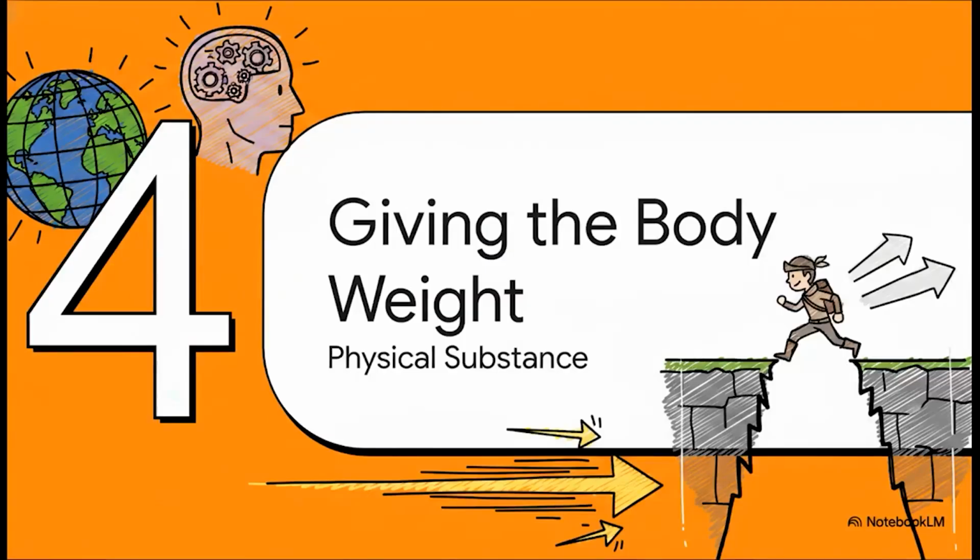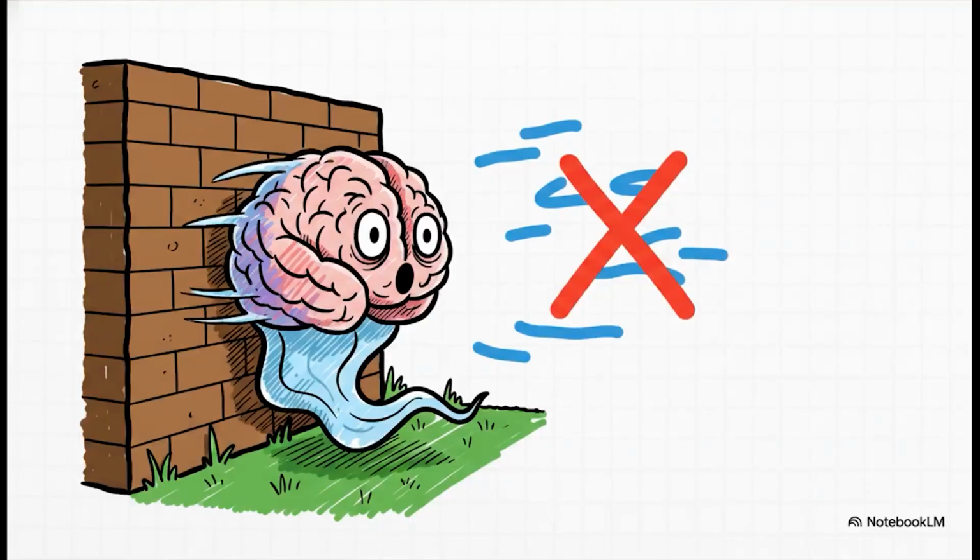Which brings us to section 4, giving the body weight. We are incredibly close now, but there is a final, absolutely crucial missing piece of physical presence before our character can successfully cross a gap or jump over a pit. And that missing piece is declaring a rigid body. Without this specific command, our character is essentially just a floating ghost-like brain. I mean, they might have a speed, they might have an intent to move, but they have absolutely zero substance.